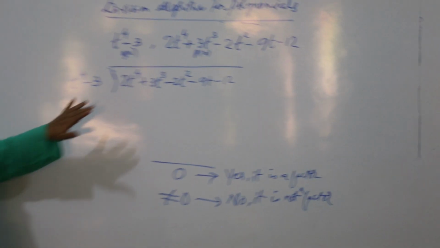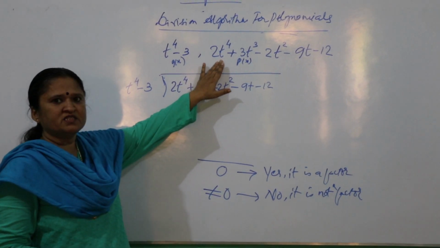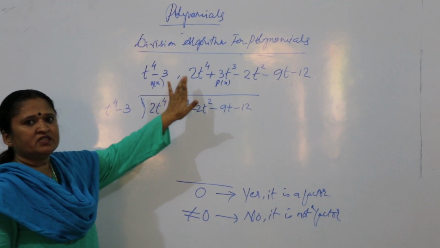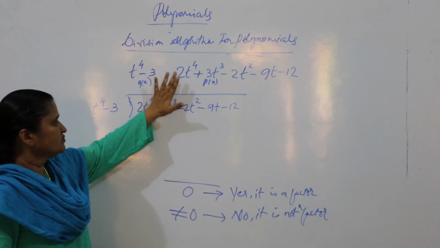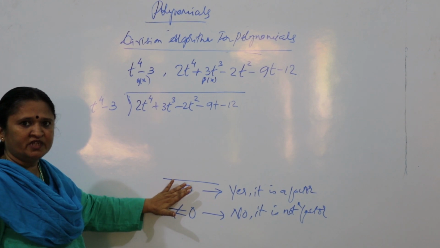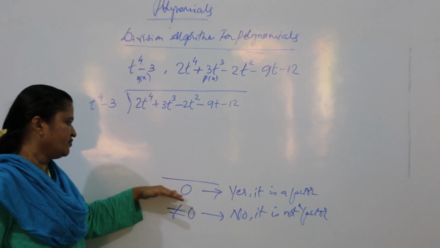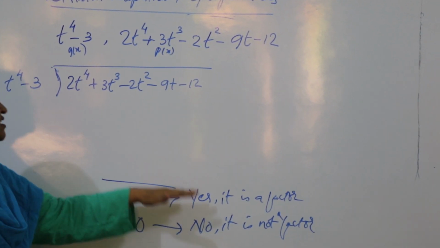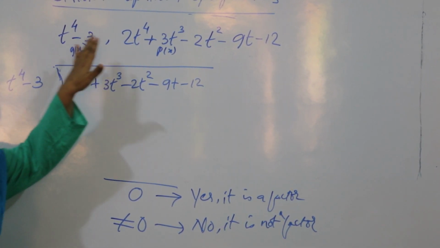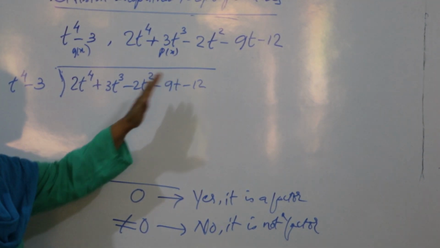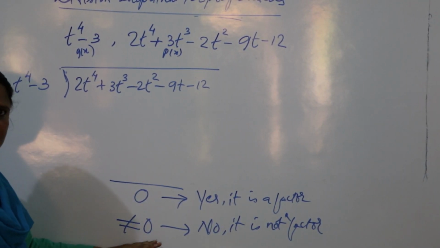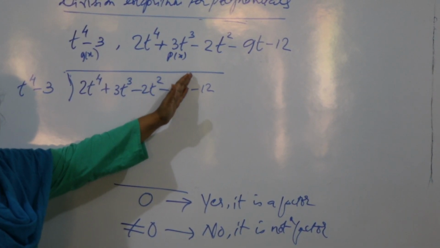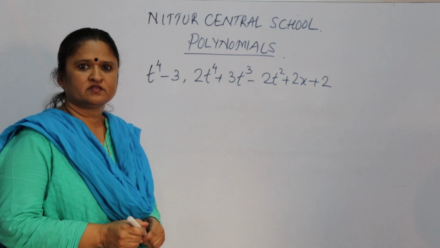Clear, children? If you are given two polynomials, you are asked to check whether the first polynomial is a factor of the second polynomial. Do the division, and if your remainder is 0, then you should conclude yes, the first polynomial is a factor of the second polynomial. If the remainder is not equal to 0, then this is not a factor of this given P of x.